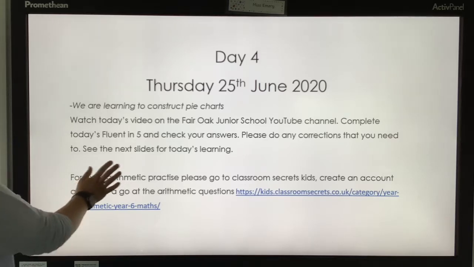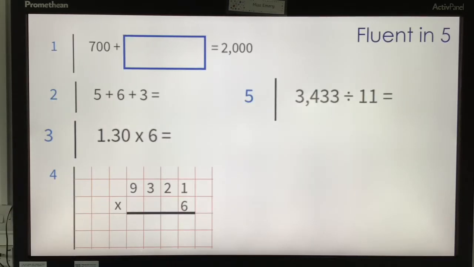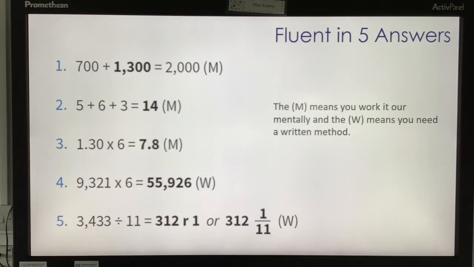and start looking at actually how to create a pie chart. But first of all, I'd like you to pause the video and have a go at your Fluent in 5. Okay, so we've got the missing number was 1,300, then we had 14, 7.8, 55,926, and then 312 remainder 1, or 312 and 1/11. Well done if you got those right.